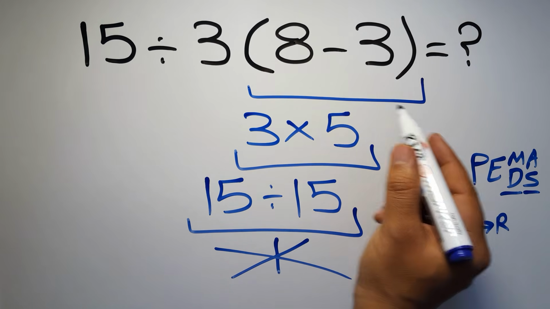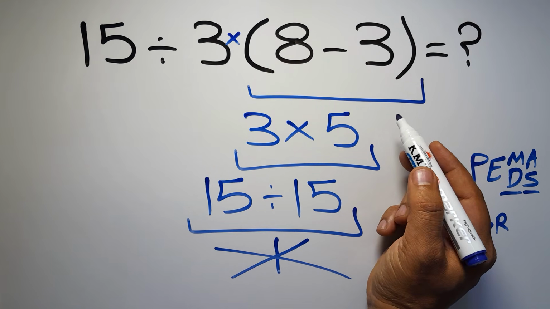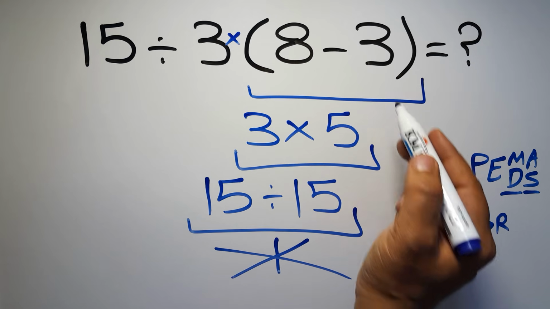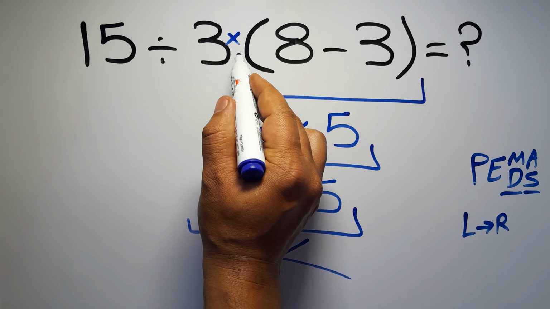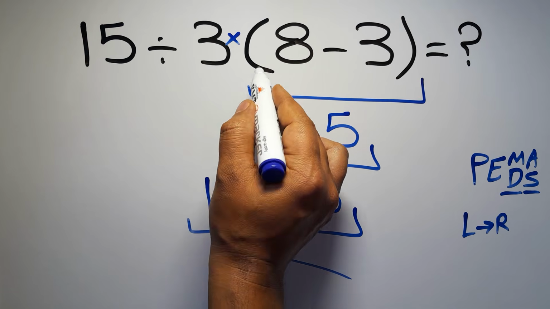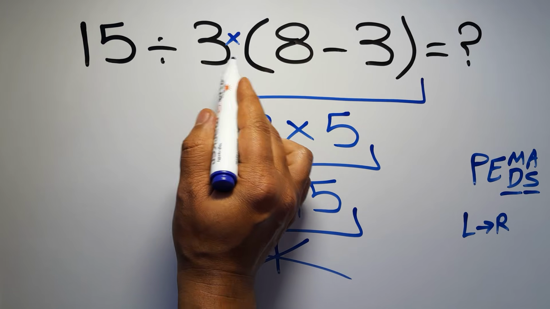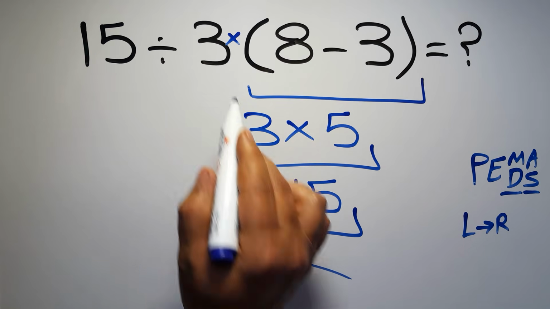In this expression, we have one division, one multiplication, and one parenthesis. Inside this parenthesis, we have one subtraction. Here we have a multiplication, because in mathematics, when a number is placed next to parentheses, it means multiplication. And we usually don't write the multiplication sign for brevity.